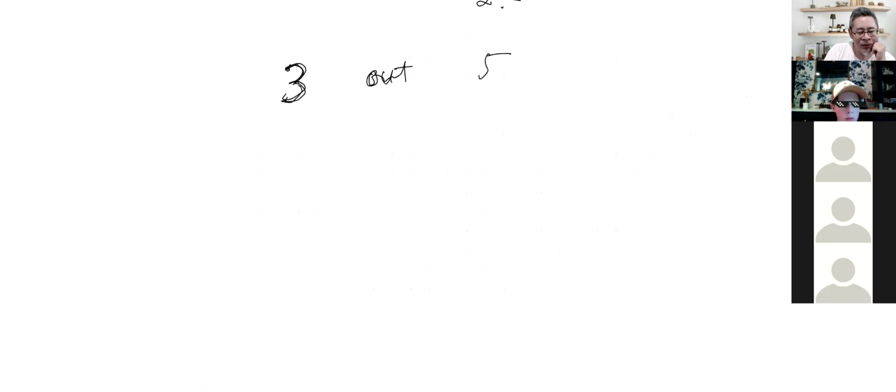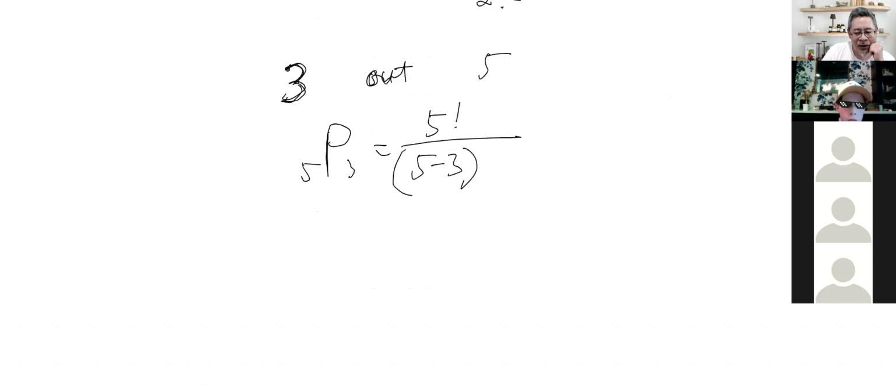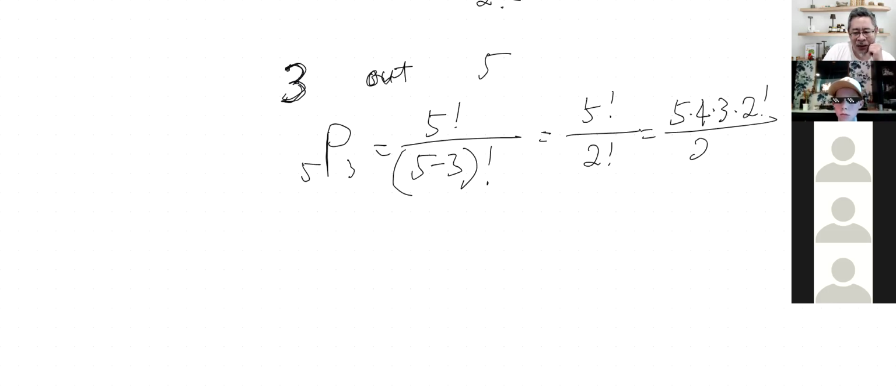So we can use the formula 5 P 3. So we got 5 factorial over 5 minus 3 factorial. And that gives us 5 factorial over 2 factorial. So 5 factorial is 5 times 4 times 3 times 2 factorial. Then we got 2 factorial on the bottom. That cancels. We got 4 times 5, 20, times 3, 60. So that's how the formula goes.